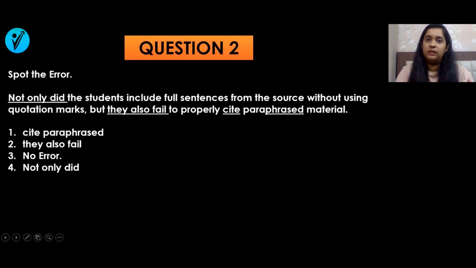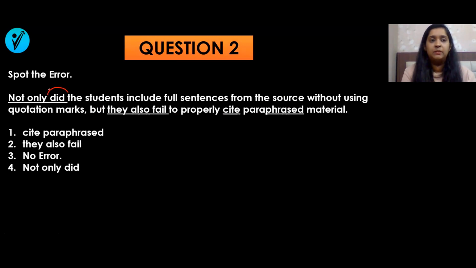Question number two, spot the error. So we all know that every year we have a lot of spot the error, at least 3 to 4 spot the error questions in the TISSNET paper. And this year was no different. So let's see what the question was. Not only did the students include full sentences from the source without using quotation marks, but they also, see, not only and but also is coming, so that is not a conjunction error, to properly cite paraphrased material.